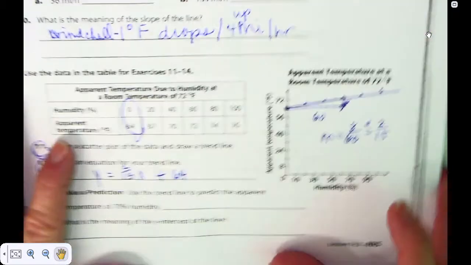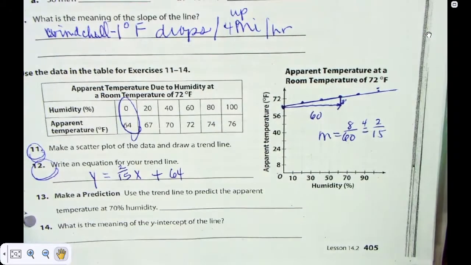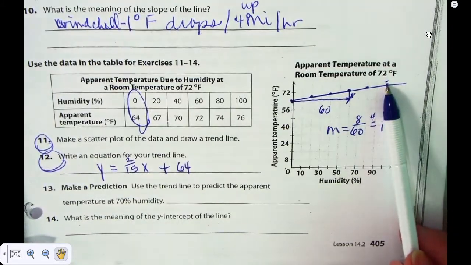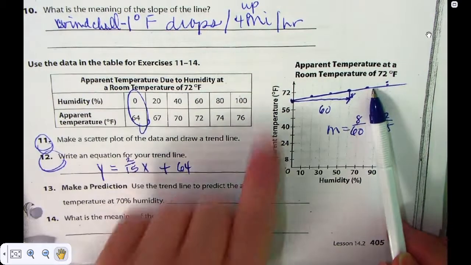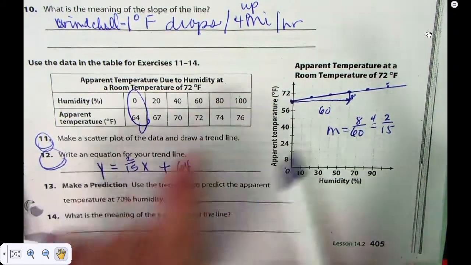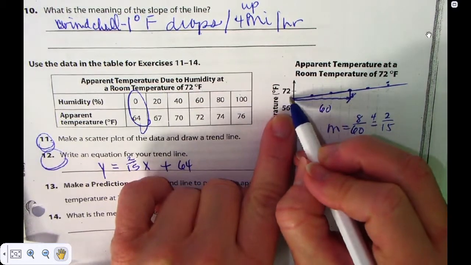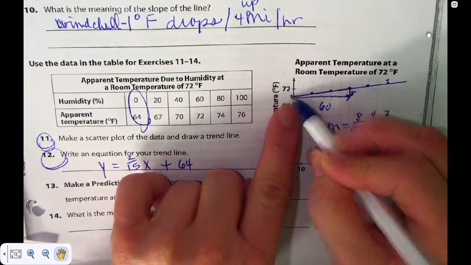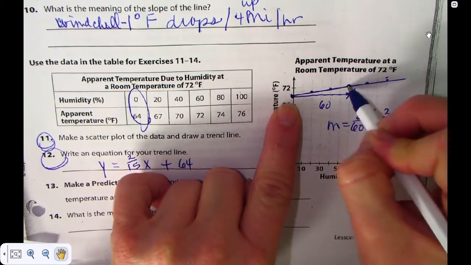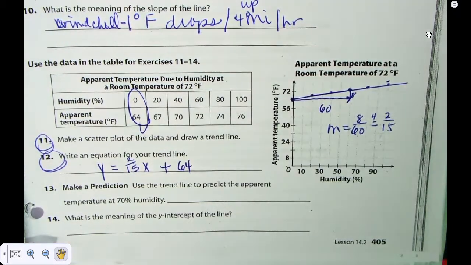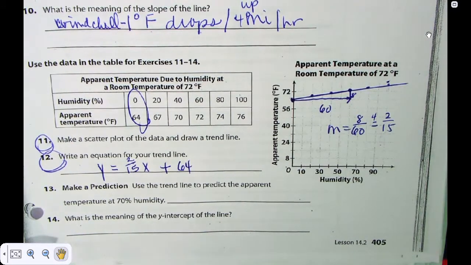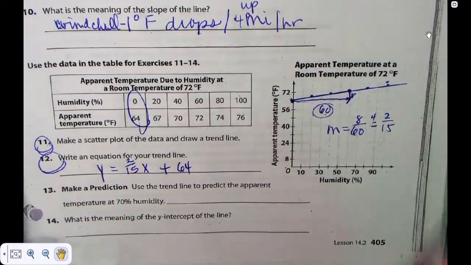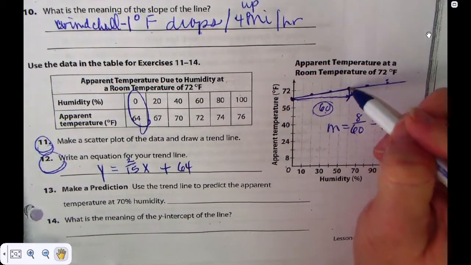Okie doke. So, on page 405, guys, let's look. After you graph, you need to write the equation. So what I did is made sure that my line went through (0, 64) and (60, 72) so I could get my slope easily. So we went over 60 and up 8 because 64 to 72 goes up 8.